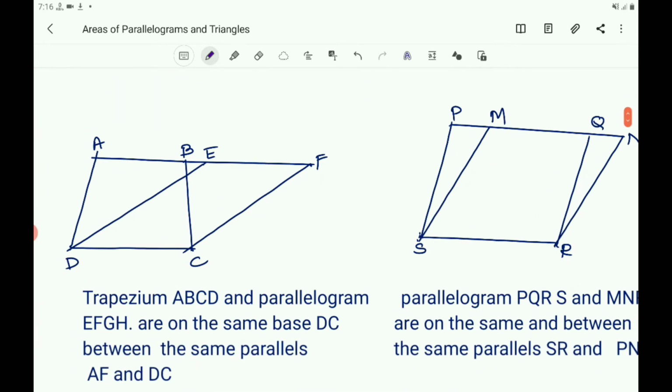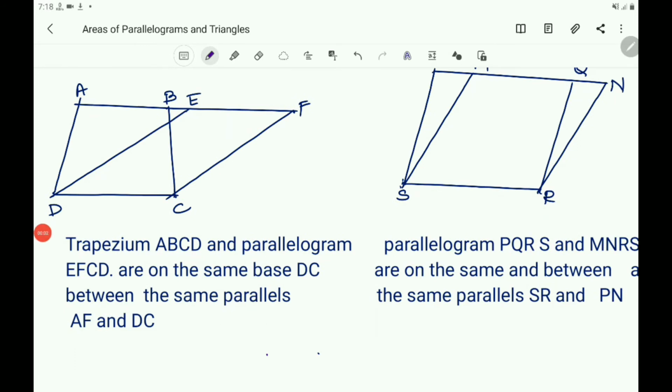Next let us continue. See these figures. Observe the figure here. ABCD is a trapezium and EFCD is a parallelogram. Clearly they are on the same base DC. Trapezium ABCD and parallelogram EFCD are on the same base DC. In addition, the vertices A and B of the trapezium ABCD, which are opposite to the base DC, and the vertices E and F of the parallelogram, also opposite to DC, are on the line AF parallel to DC.